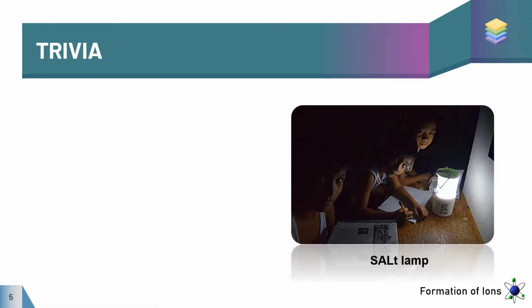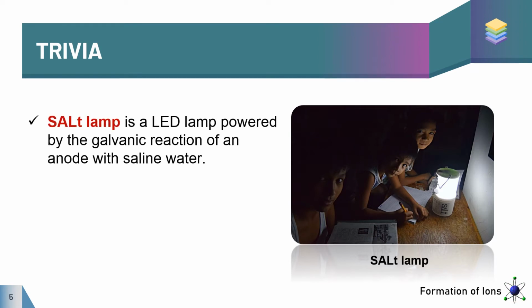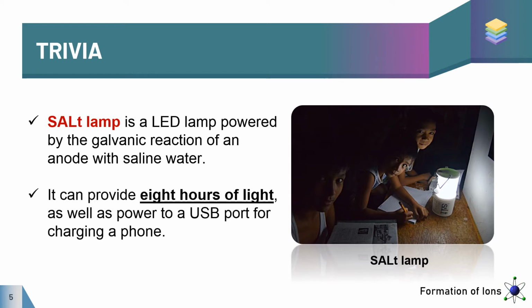This is an illustration of a salt lamp. A salt lamp is an LED lamp. LED stands for light emitting diode, powered by the galvanic reaction of an anode with saline water. It can provide 8 hours of light as well as power to a USB port for charging a phone.